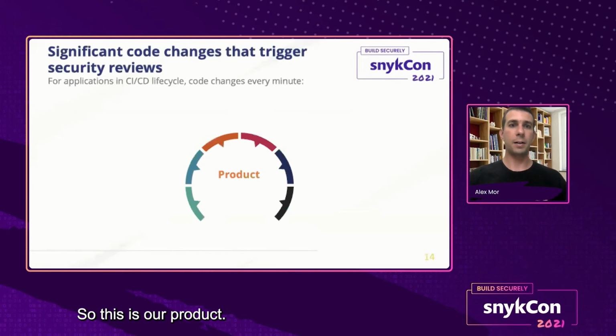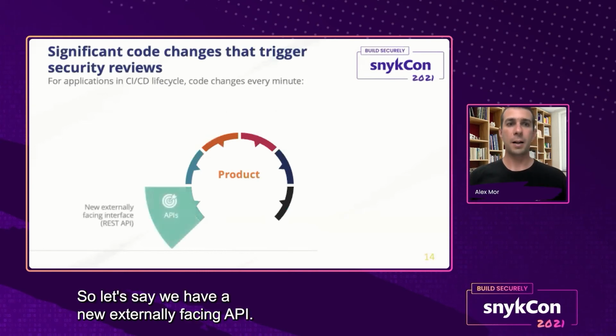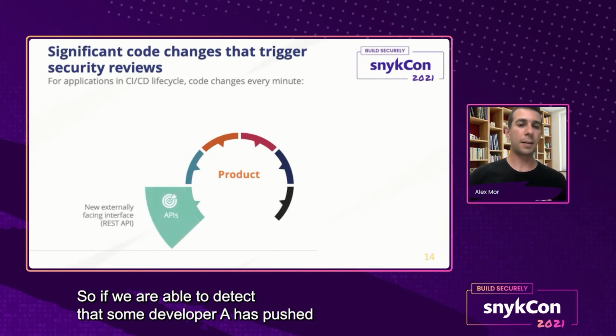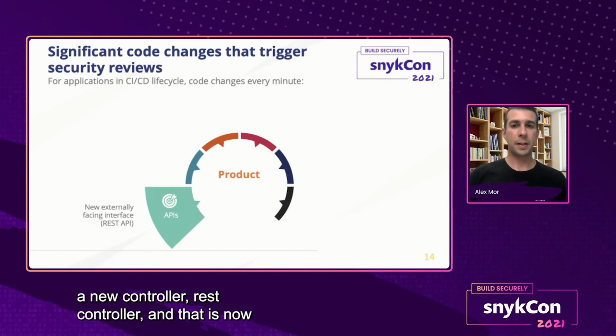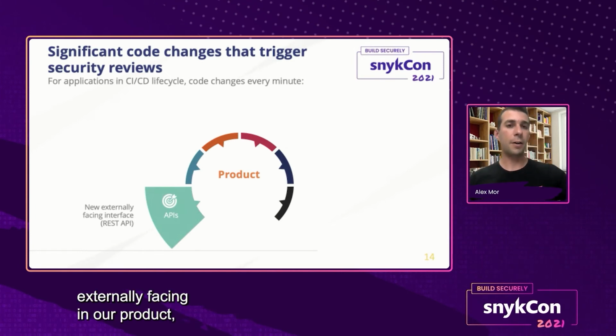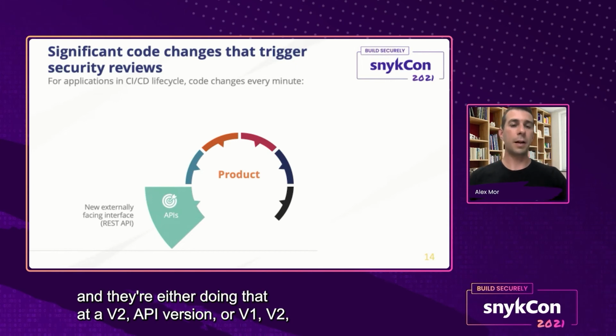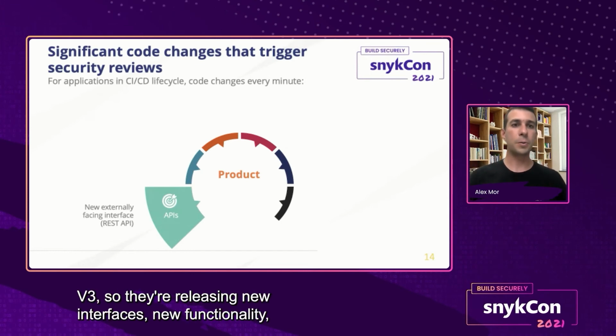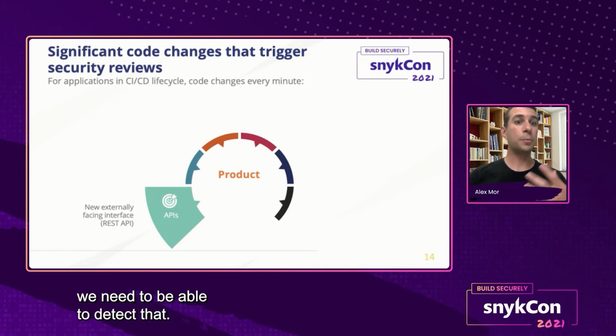So this is our product, right? Let's say we have a new externally facing API. If we are able to detect that some developer A has pushed a new REST controller, and that is now externally facing in our product, and they're doing that at a V2 API version, right? So V1, V2, V3, they're releasing new interfaces, new functionality. We need to be able to detect that.